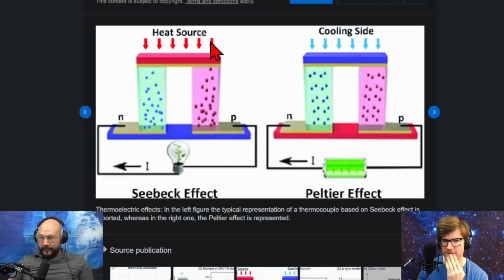On the right side here, we're doing the same thing, a similar thing. But instead, we're driving a current to make the cool side, creating a drive for the heat, the difference in temperature, so the thermal gradient.